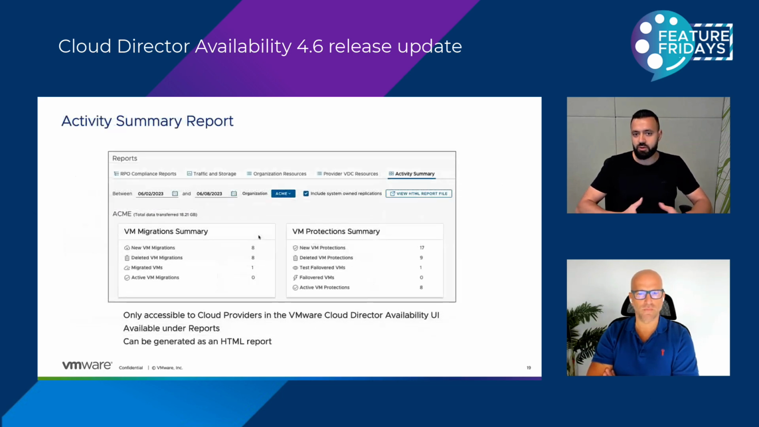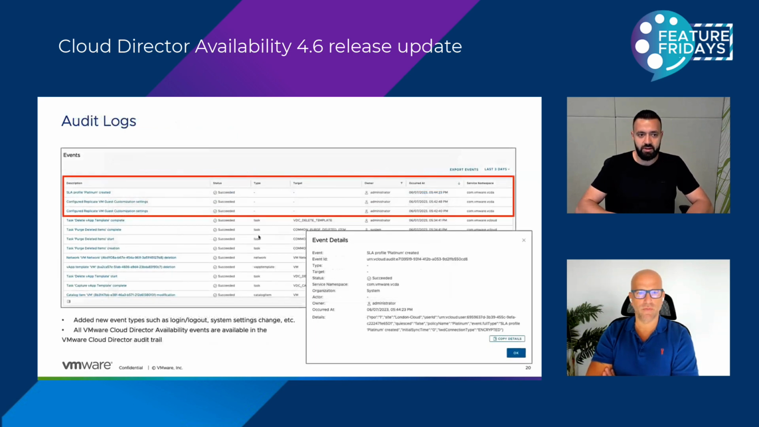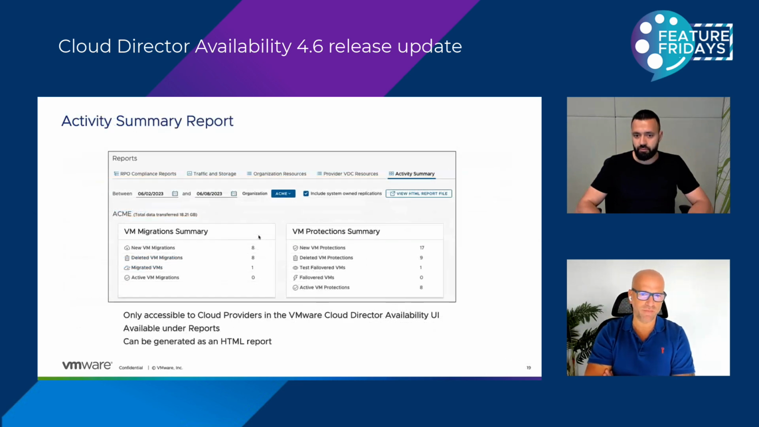And this report is also available for the cloud providers in the reports section of the UI, where it can be generated, and it can be generated per organization or for the whole instance and seen as an HTML report. Are you going to see replication failures in that report as well? You can see how many have been replicated, but failures not yet. Okay.